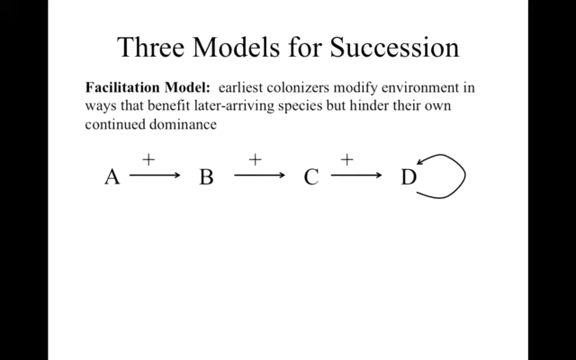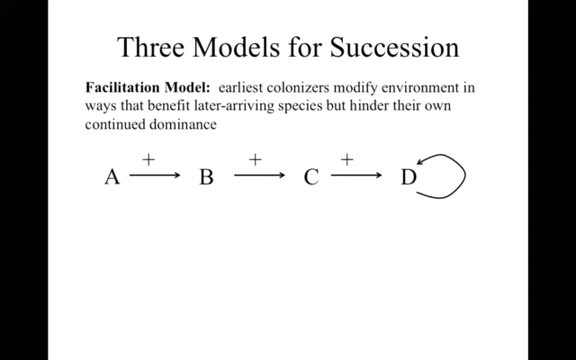So the first model is the facilitation model. The idea here, or the theory here, is that the earliest colonizers change the environment. They modify it in ways that benefit species that come in later, and so that sets the groundwork for the later colonists. Unfortunately, the way the early colonists modify the environment actually hurts them, and so it prevents them from continuing to maintain that area.